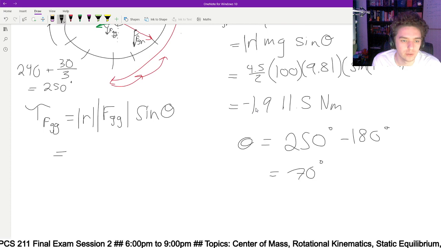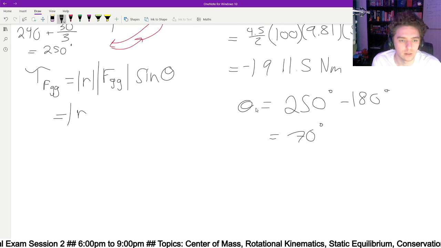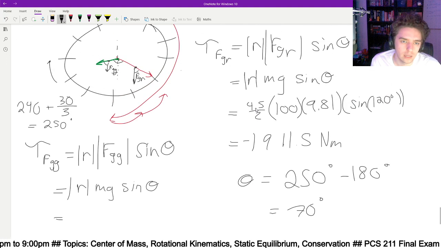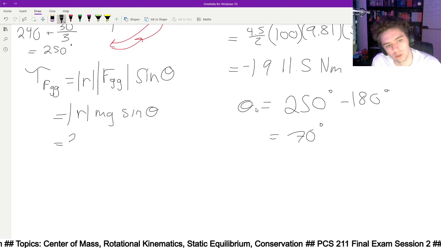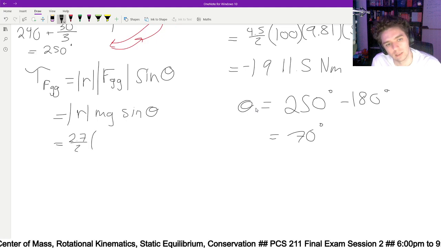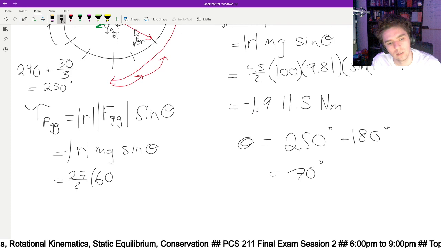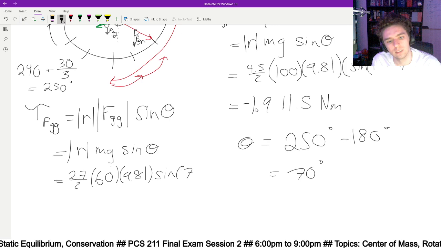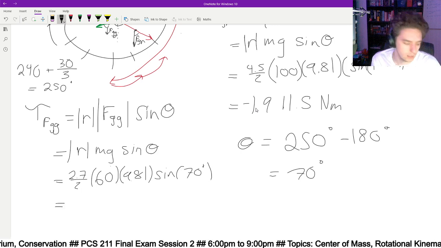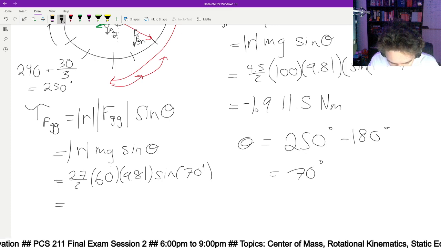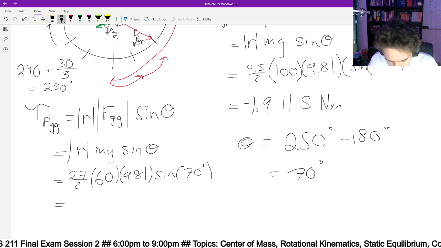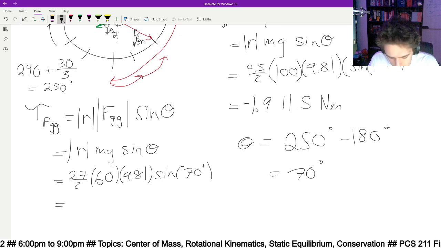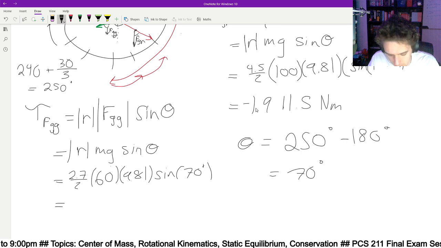Okay, so we have everything we need to know now. The radial vector, again, I'll just write it. So r equals mg sine theta. So r is half of that length, so 2.7 over 2, times the mass, which is 60, right? Times 9.81 times sine of 70 degrees. Okay, and so this is going to be 2.7 over 2 times 60 times 9.81 times sine of 70.